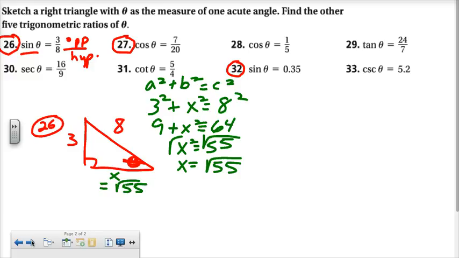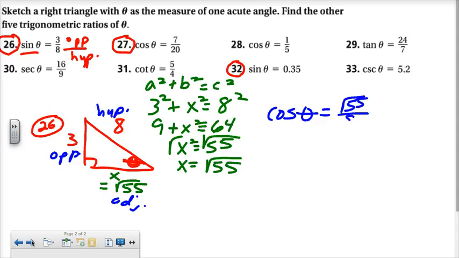Now, they want the other 5 trig ratios of theta. So we already did sine. That was what they gave us. Cosine of theta, this was opposite, this was hypotenuse, and SOHCAHTOA, cosine uses adjacent and hypotenuse. So that will be the square root of 55 over 8. Tangent of theta is always opposite over adjacent, so that's going to be 3 over the square root of 55.